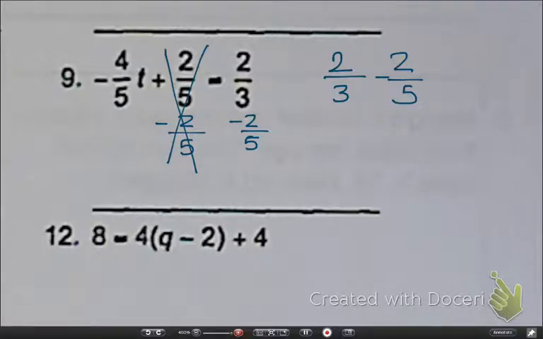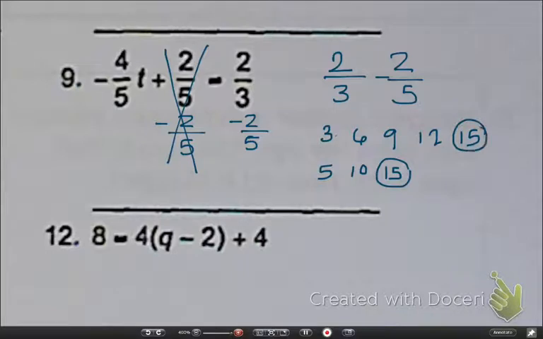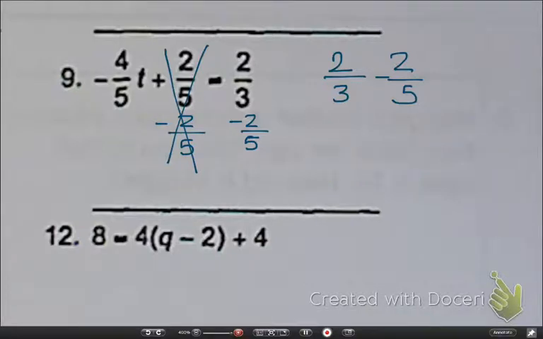If you can't, you should start listing off all the multiples of 3. So there's 3 times 1 is 3, 3 times 2 is 6, 3 times 3 is 9, 3 times 4 is 12, 3 times 5 is 15, so on and so forth. And then the multiples of 5. 5 times 1 is 5, 5 times 2 is 10, 5 times 3 is 15, and then voila, we have a match. So the least common denominator, or the least common multiple between 3 and 5 is 15. So I'm going to have to figure out a way to get both of these denominators to equal 15.